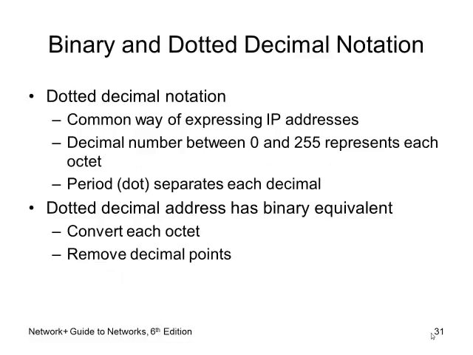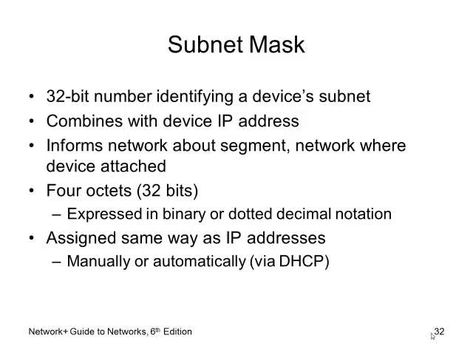All right, binary and dotted decimal. Dotted decimal is the common way of expressing IP addresses. That's like the 66.210. Whatever, 164.58. Whatever, or the 10.10 or whatever. That's what we see it in. Okay, a period separates each decimal. They also have a binary equivalent, which we will do. Convert each octet, remove the decimal points. And we'll see how that works. But they just don't go into depth here.